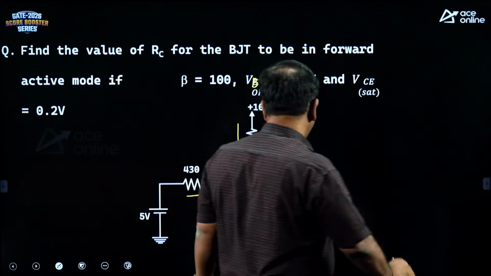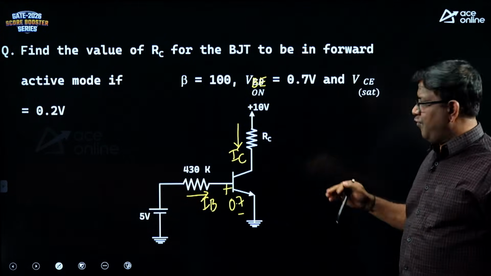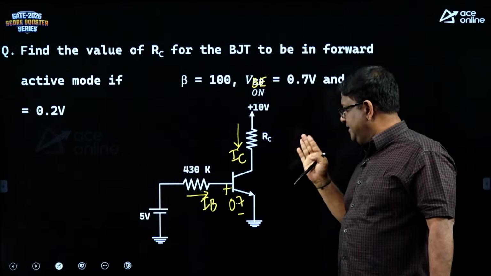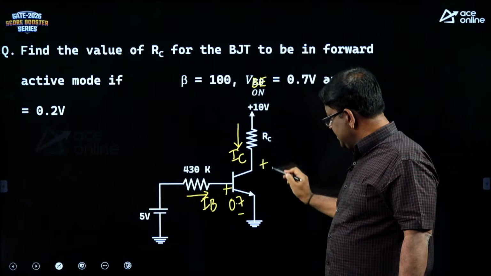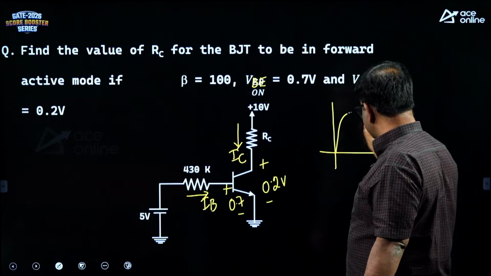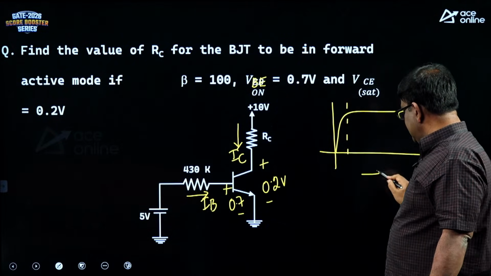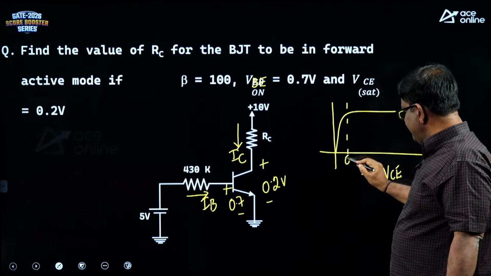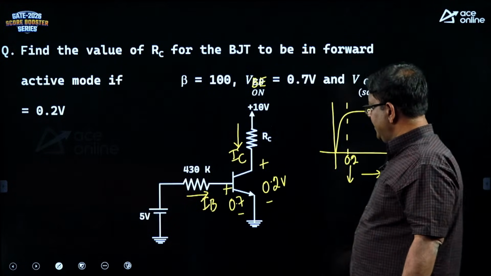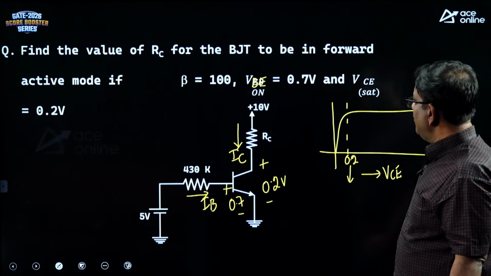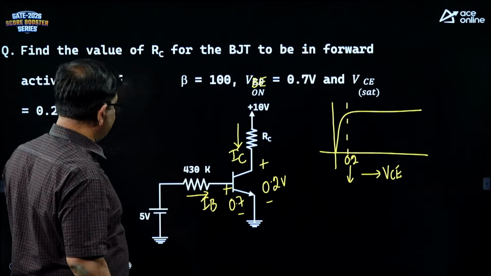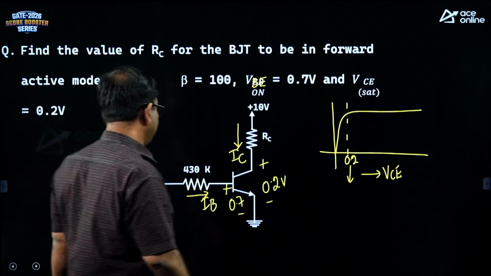See, the examiner wants the value of RC for which it is still in the active region. What do you mean by it is still in the active region? It is at the edge of saturation, which means this VC can be taken as 0.2. So, at this VC of 0.2, he wants the value of RC. Now, IC is still beta IB because you are at the edge of saturation. So, how do we find RC now?